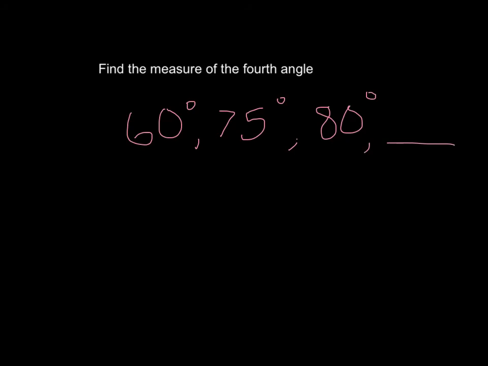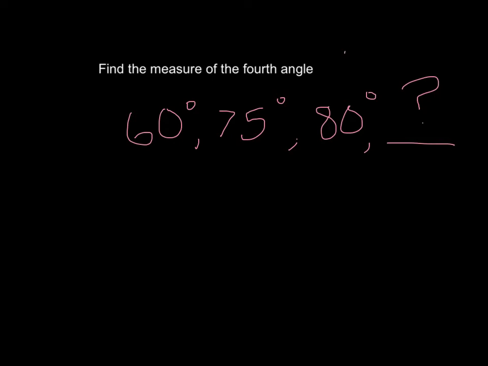So the first thing that we're going to learn how to do is find out the angle of the missing fourth number. So I'm going to go ahead and write some degrees of angles that we do know in this quadrilateral that I am going to be making up right now. We'll say that one of the angles is 60 degrees. Another one is 75 degrees. And our third angle is going to be 80 degrees. And we don't know the degree of the fourth angle in this quadrilateral.